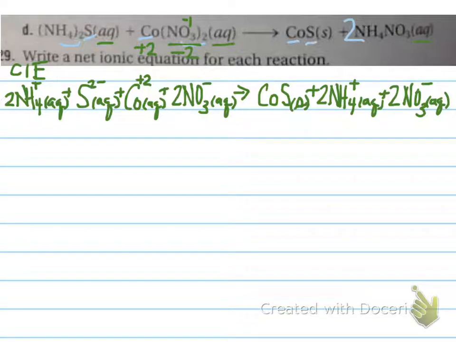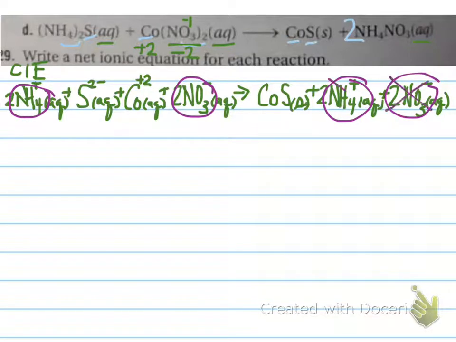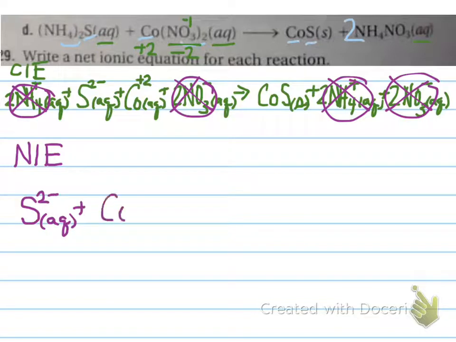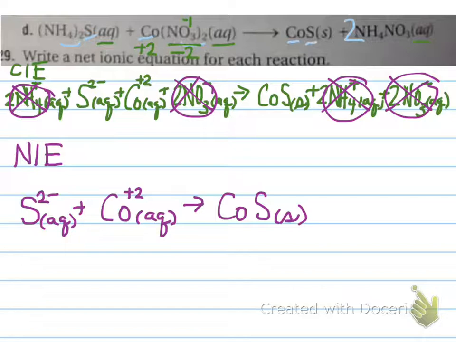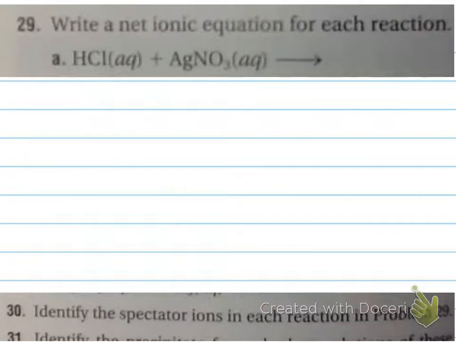So I'm looking for my spectator ions. Here's my 2 ammoniums exactly the same way. Here's my 2 nitrates exactly the same way. So remember my spectator ions I'm going to leave out when I rewrite and write my net ionic equation. So I have sulfur, negative 2, so sulfide, plus the cobalt 2 ion, yields the cobalt 2 sulfide solid. So that is number 28.